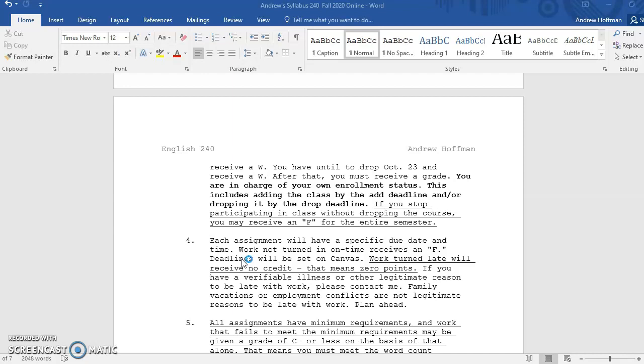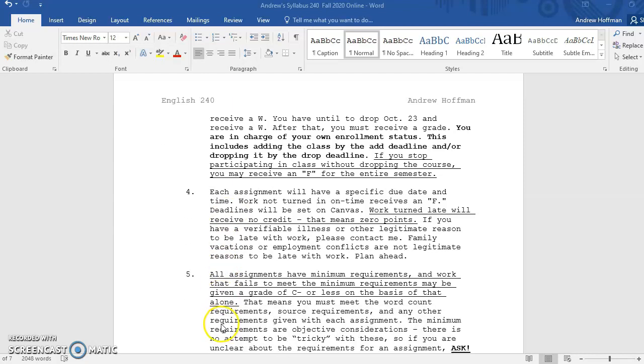Okay, and you can't cheat on Canvas. Canvas never goes to sleep. Canvas knows when you turned work in. It has a nice little timestamp. If it's late, it is marked late. You can't get around that. If you know you're going to be late because you have a verifiable illness or some other legitimate excuse, please contact me ahead of time. Please know that family vacations and employment conflicts are not legitimate reasons to be late for work. Okay? That's why you're taking a class online, so you can do the work anyway.